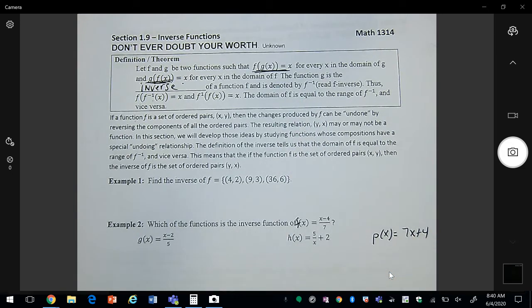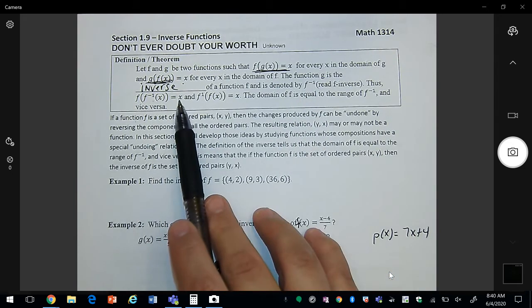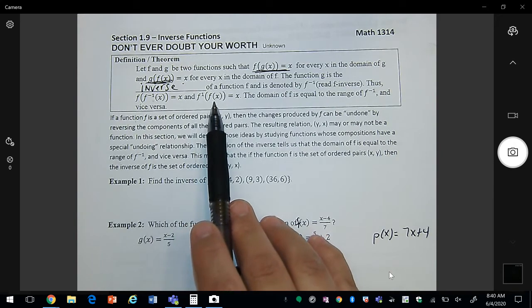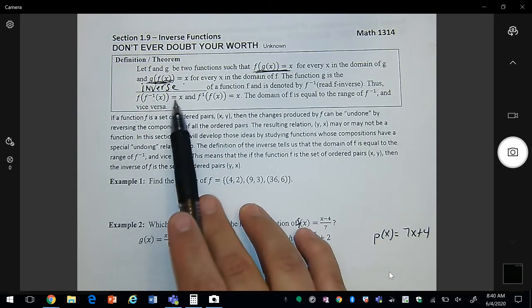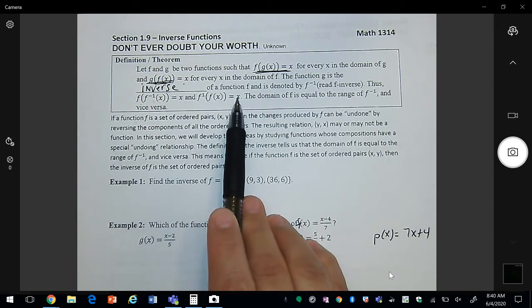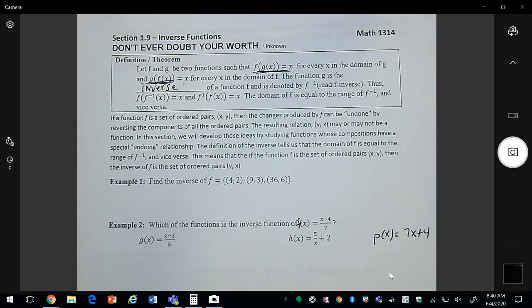Thus, f of f inverse of x is equal to x, and f inverse of f of x is equal to x. So if they're inverses of each other, you're always going to end up with x when you take the composition. The domain of f is equal to the range of f inverse and vice versa.